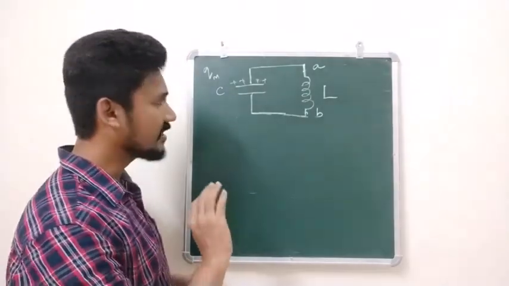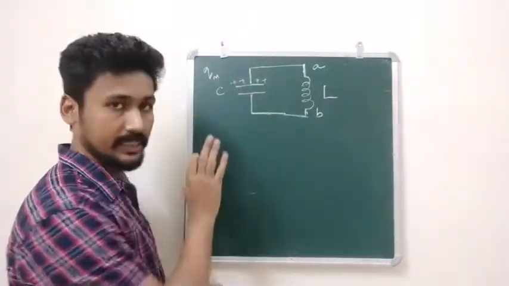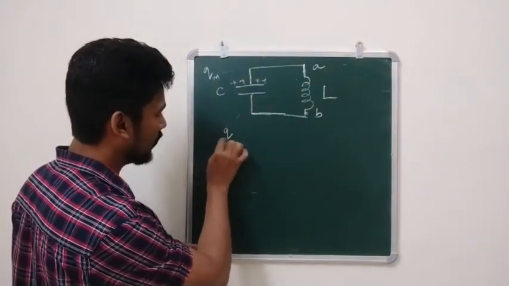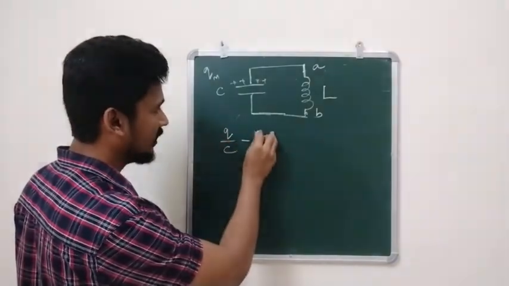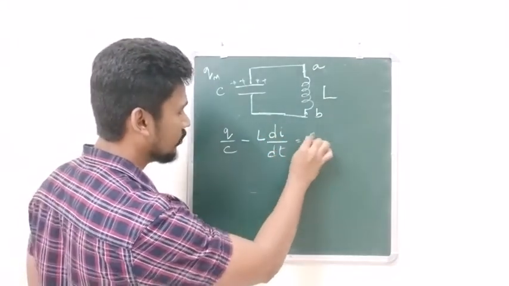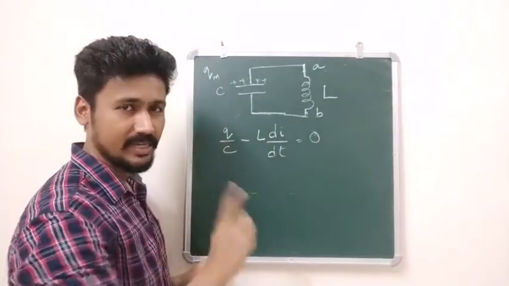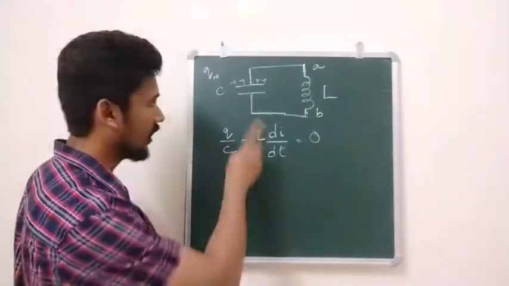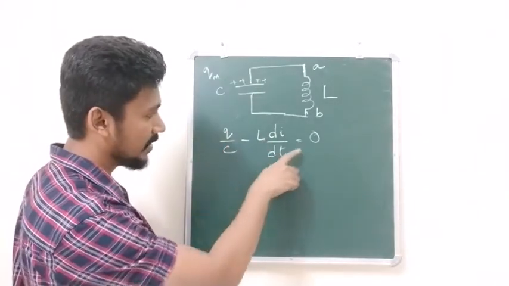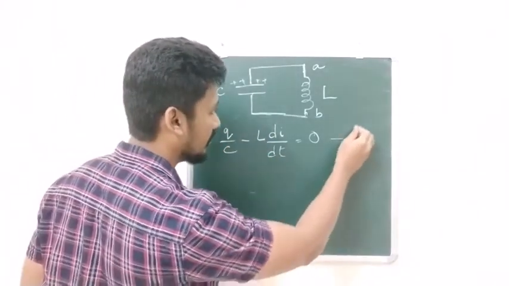So let us say at some time t, the charge is q on the capacitor. We can get the relation by using Kirchhoff's loop rule: Q/C minus L di/dt equal to 0. Now this relation, we have done it previously also. We are basically using Kirchhoff's loop rule, so you get Q/C minus L di/dt equal to 0. Let me call this equation number 1.